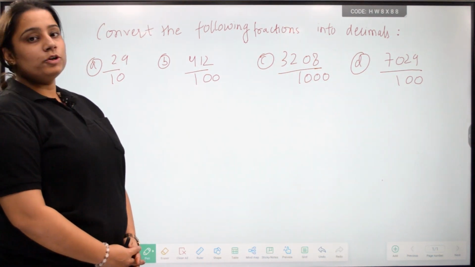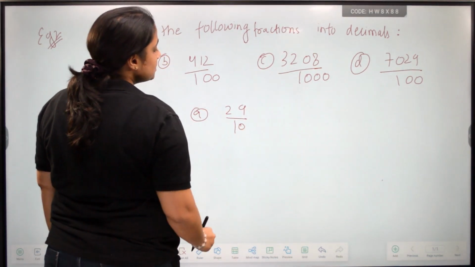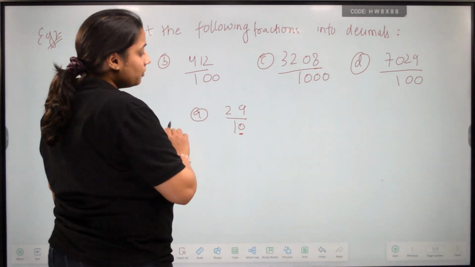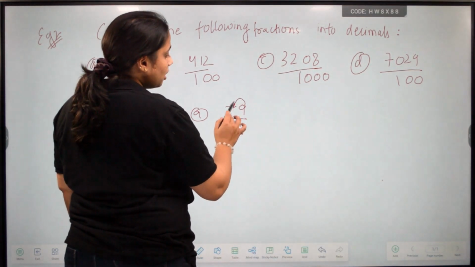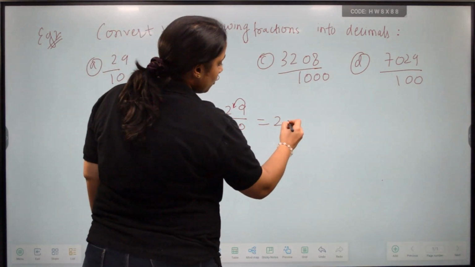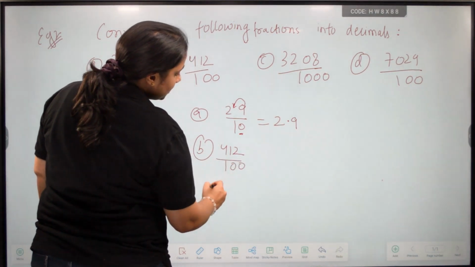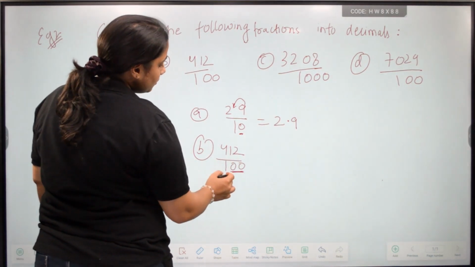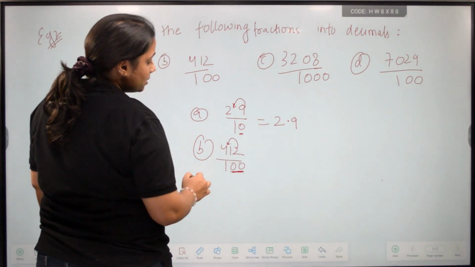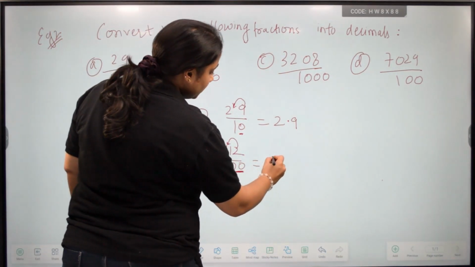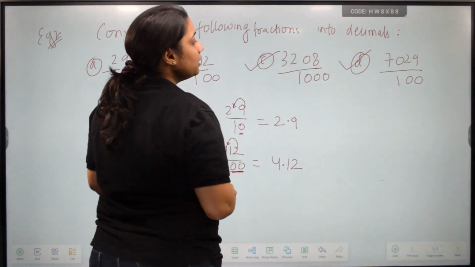Convert the following fractions into decimals. Part A. We have 29 by 10. We can see that it has only one zero in the denominator. So place the decimal after one number counting from the right. So it will be 2.9. Similarly, part B, 412 by 100. We can see that it has two zeros in the denominator. So place the decimal after two numbers counting from the right-hand side. So it will be 4.12. Similarly, do part C and part D on your own.